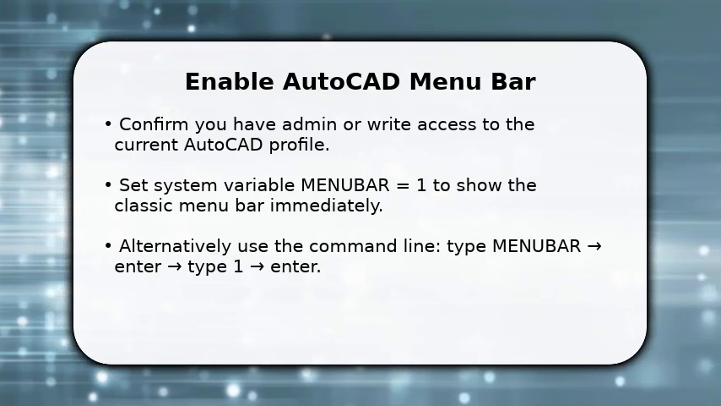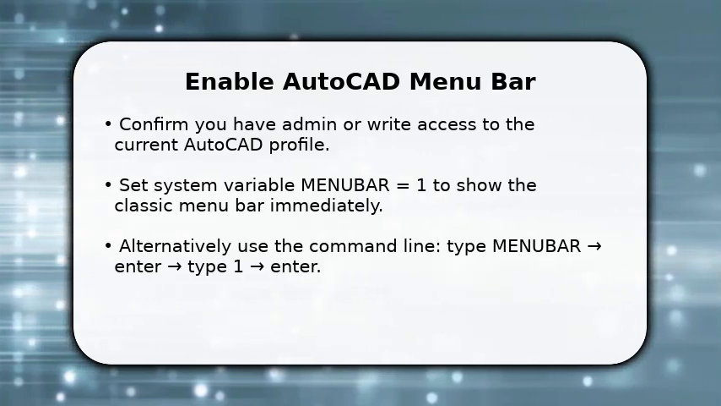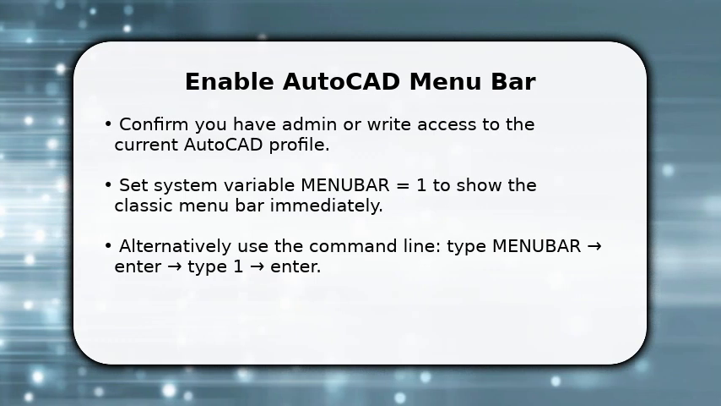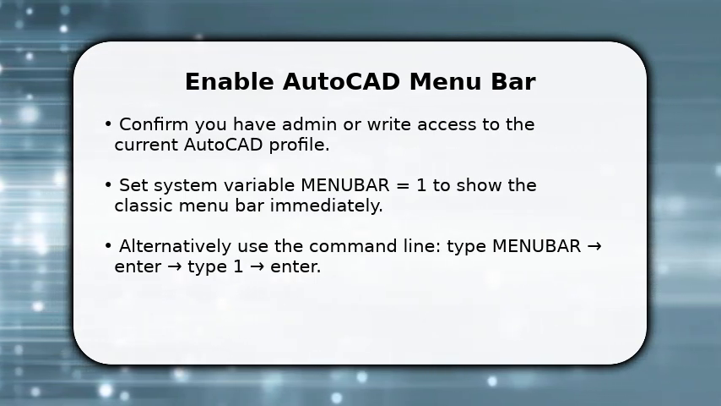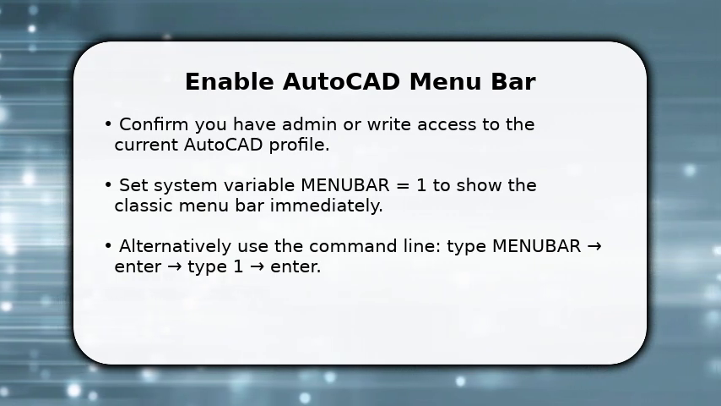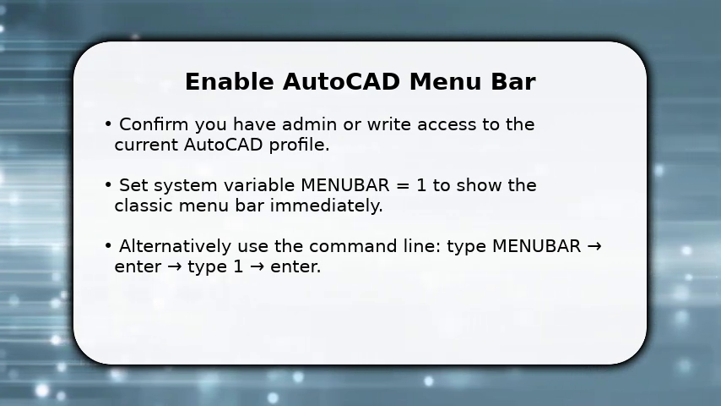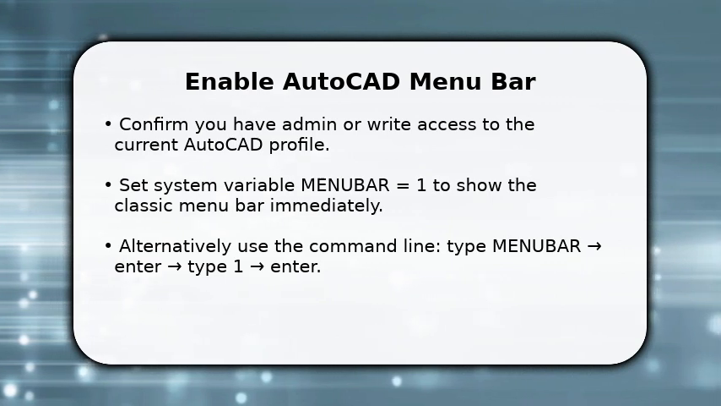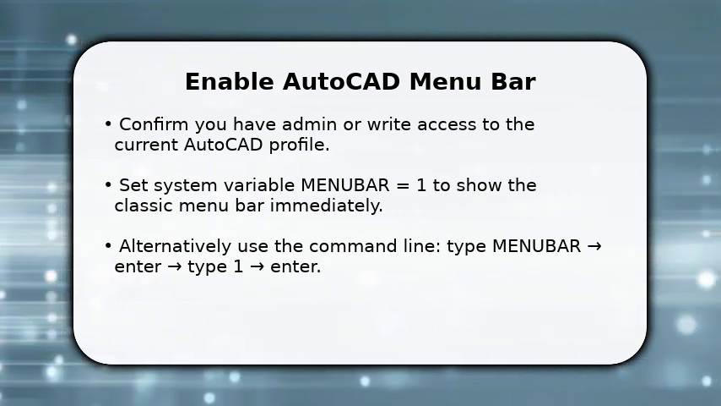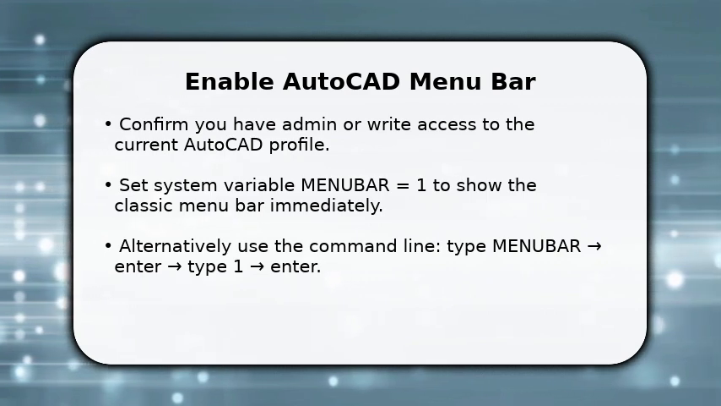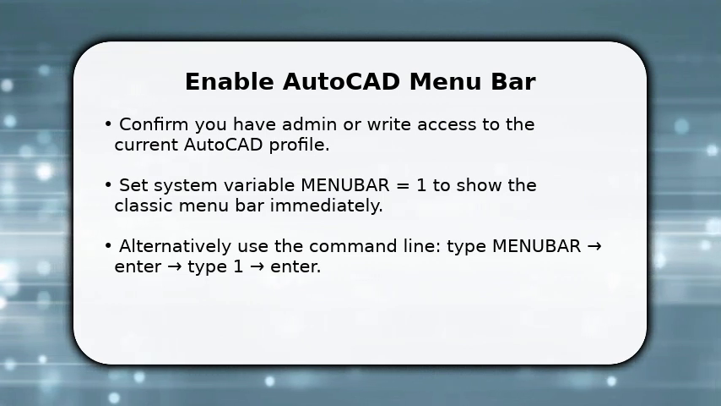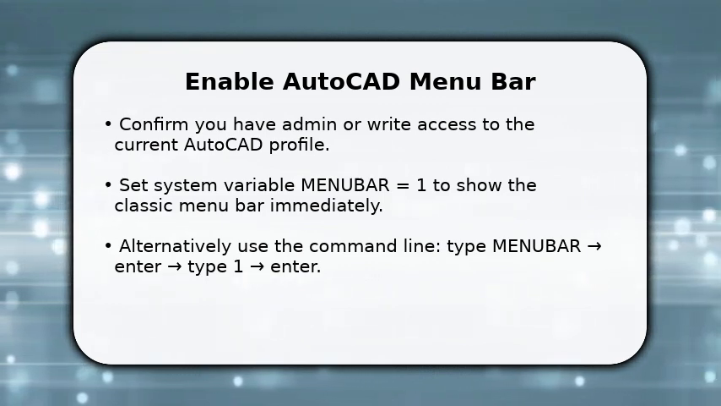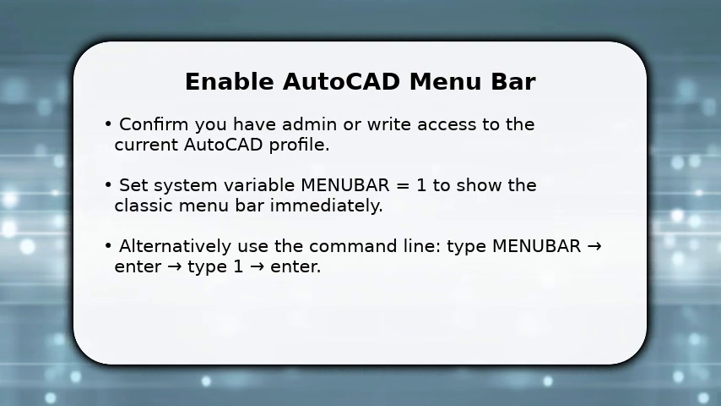You're going to enable the legacy menu quickly and understand why it matters. First, make sure your AutoCAD profile is writable so changes can be saved. Next, type menu bar at the command prompt and press enter, then type 1 and press enter. This turns on the classic menu bar so you can access familiar pull-down menus. Once done, you'll see File, Edit, View menus. Make sure to save your workspace after verifying the bar is visible so the change persists.